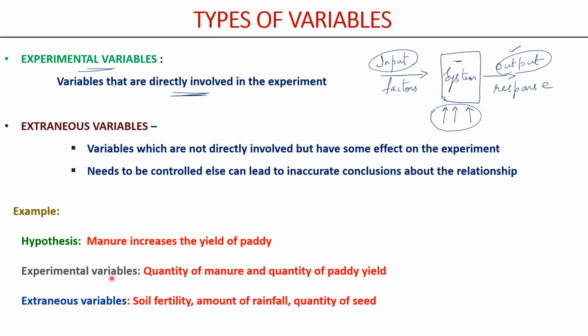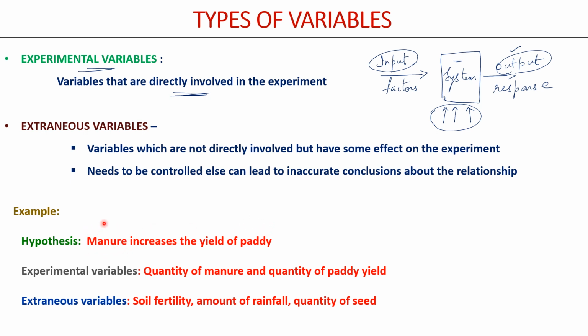So, the experimental variable is nothing but the quality of manure, and the response is the quality of the paddy field. And what are the other factors that can affect that particular yield would be the soil fertility, amount of rainfall, quantity of seed, quality of seed, and also the soil moisture. So when I talk about so many effects, all these are affecting the yield of paddy. It's not just the manure.